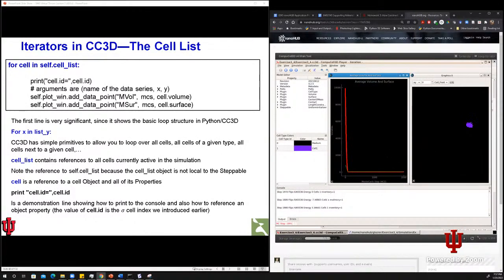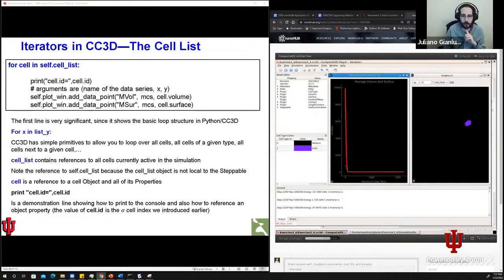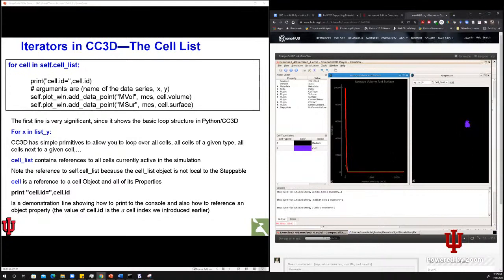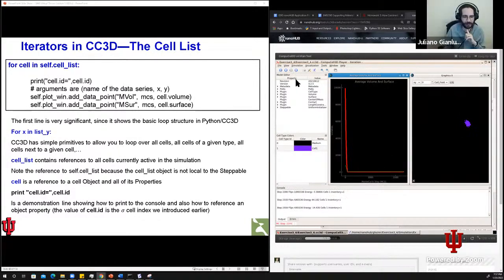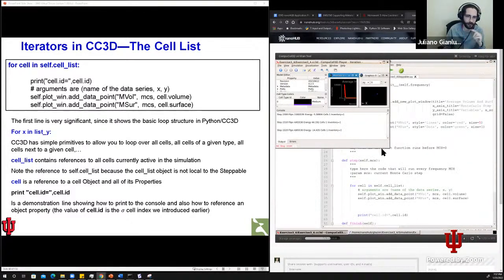And also, Andrew asked in the chat, does the plotting in CompuCell use matplotlib or is it its own library? PyQt-Graph. PyQt-Graph, okay. Yeah. It's a weird one. There are or were conflicts between matplotlib and CompuCell. That's why. Okay.